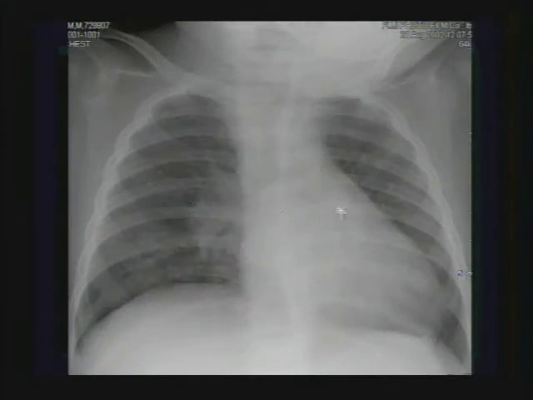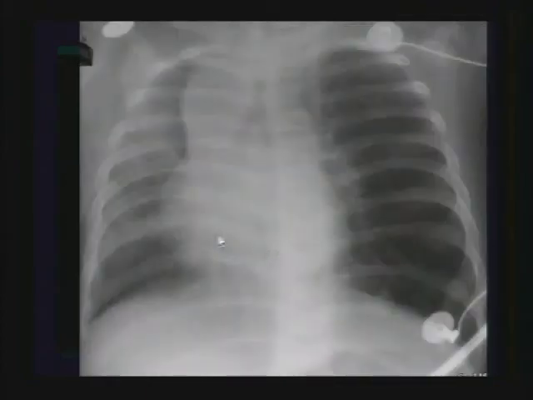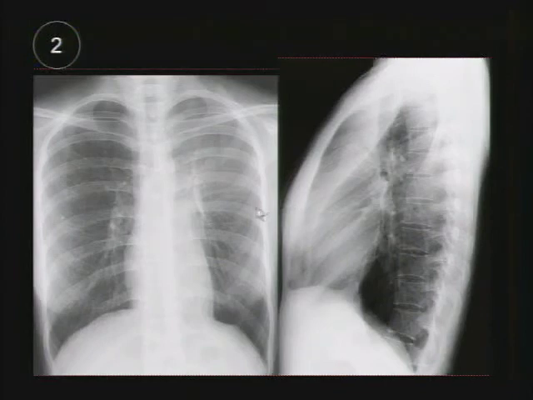Here's a child with opacity in the left lower lobe. It's kind of hard to see the left mainstem bronchus, but here in a close-up, you can see that there's some narrowing of the left mainstem bronchus, some opacity in the left lower lobe. A different case with a difficulty seeing the right mainstem bronchus, some hyperinflation on one side. And this brings us back to our case number 2.